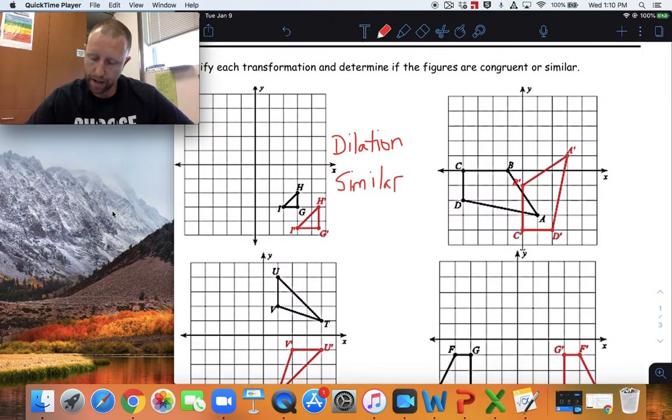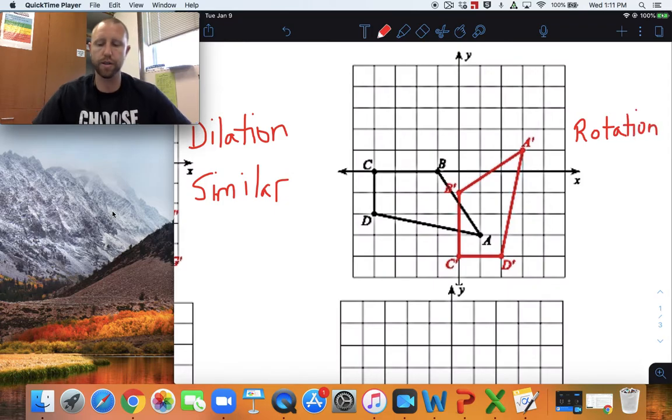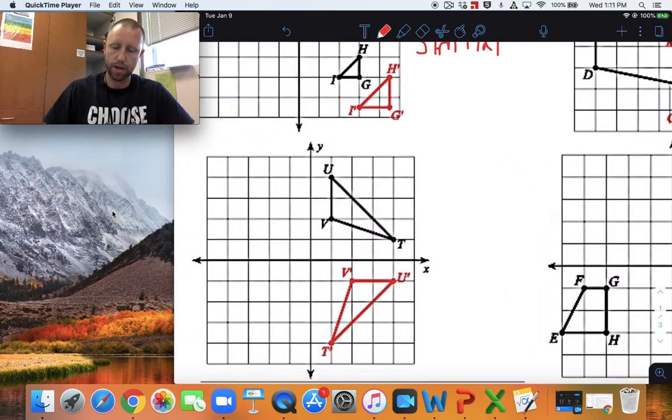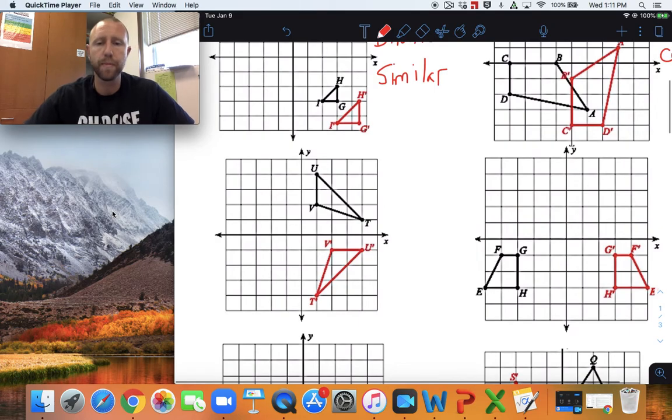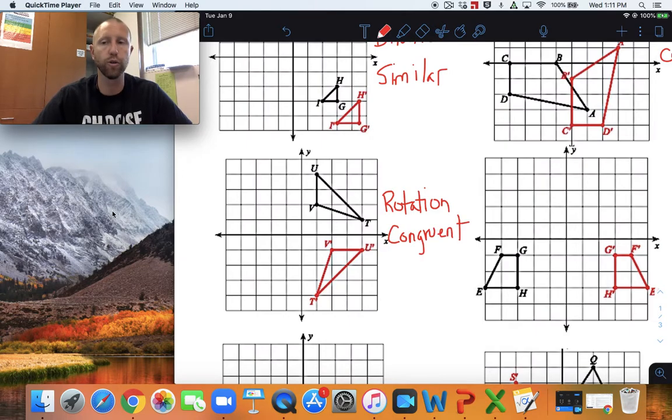And then we have this rotation over here. So we're going to put rotation. We can see the original shape was rotated. That is going to give us two shapes that are congruent. If we go on down to the next one, it's again a rotation. The original triangle gets rotated. Rotation. And we're going to put that forms two figures that are congruent.